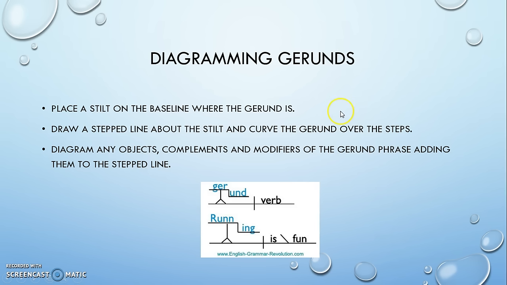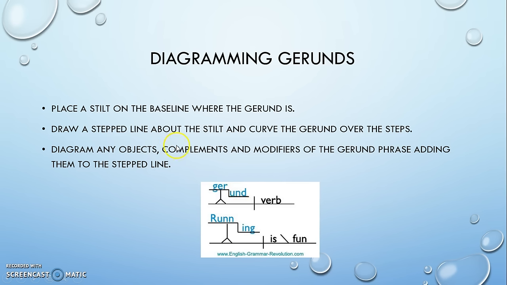All right, so diagramming gerunds. You gotta learn to draw this little stilt guy. I think he's kind of cute. He's just like the little half of a guy with no head. Think about him as the headless gerund. Sometimes you draw a step line like this. You're going to see some examples of a different line that you draw. As long as you kind of curve your gerund over the steps, you're going to be fine, and you'll see what that looks like in a minute.